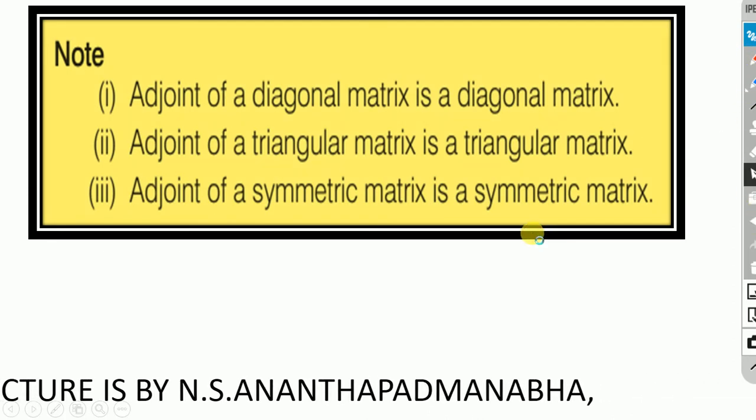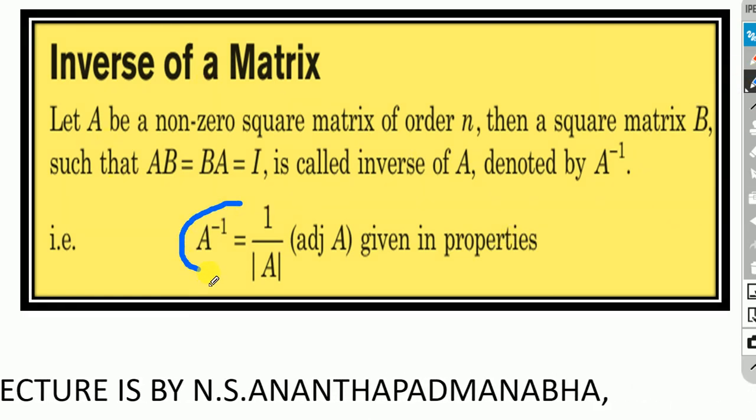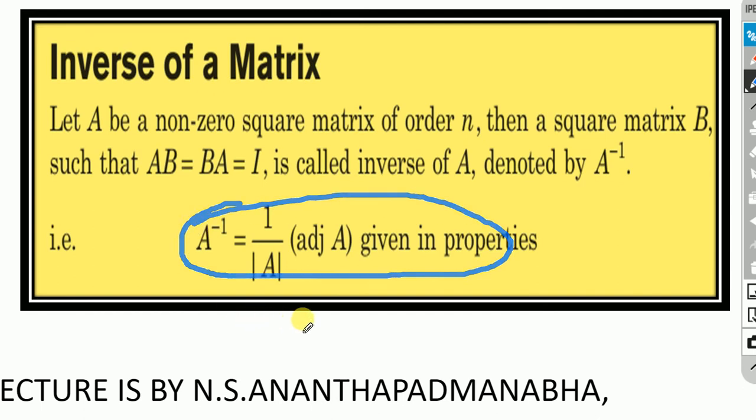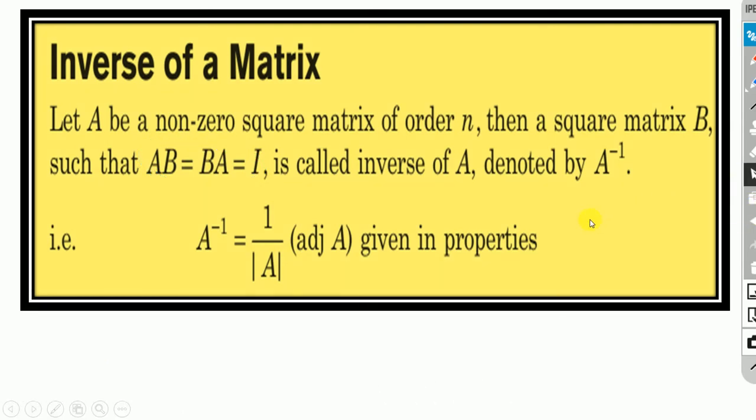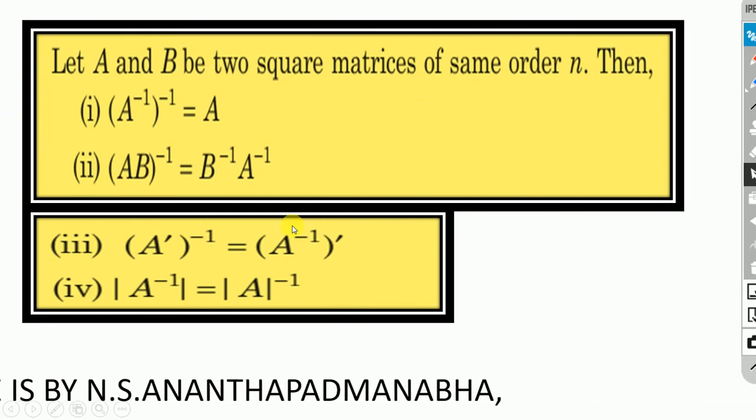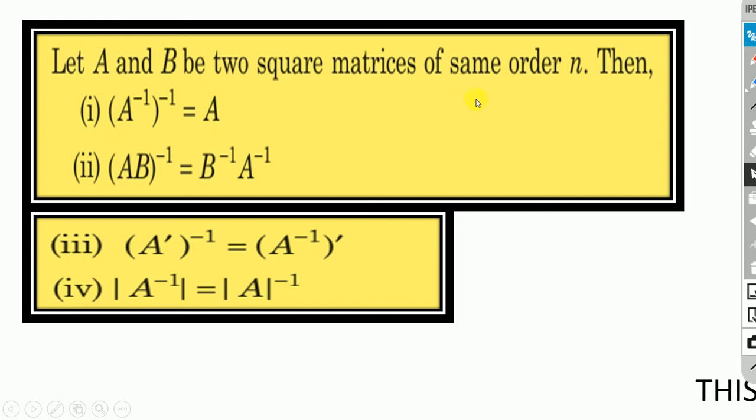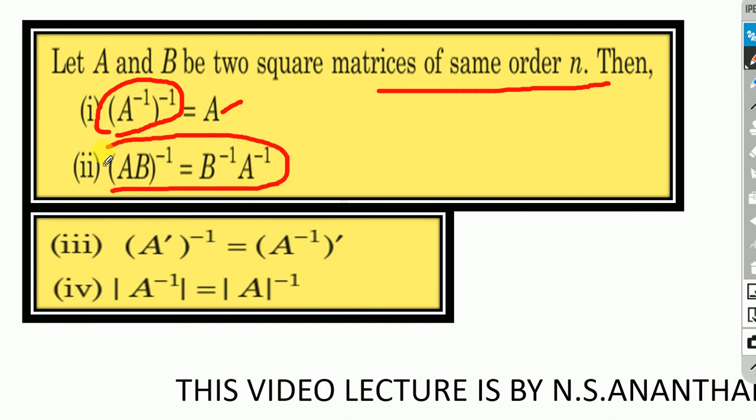and let us see what is inverse. Of course you know this, A inverse is given by adjoint A by determinant of A. If AB equals BA equals I, then B is the inverse of A. Let us see some properties on the inverse of the matrix. Let A and B be two square matrices of same order n, then inverse of inverse of a matrix is matrix A itself, and (AB) whole inverse equals B inverse A inverse.